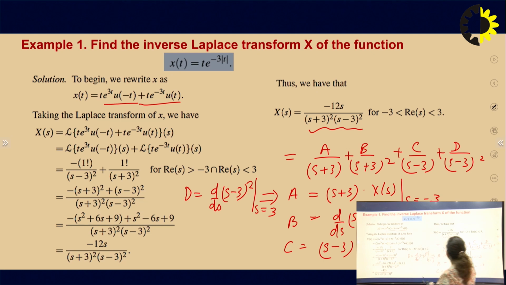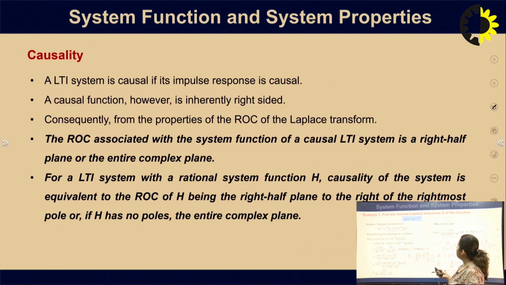So by getting the values of a, b, c and d, we can find out the expression, which is the same as x(t) equal to t e to the power 3t u(minus t) plus t e to the power minus 3t u(t).